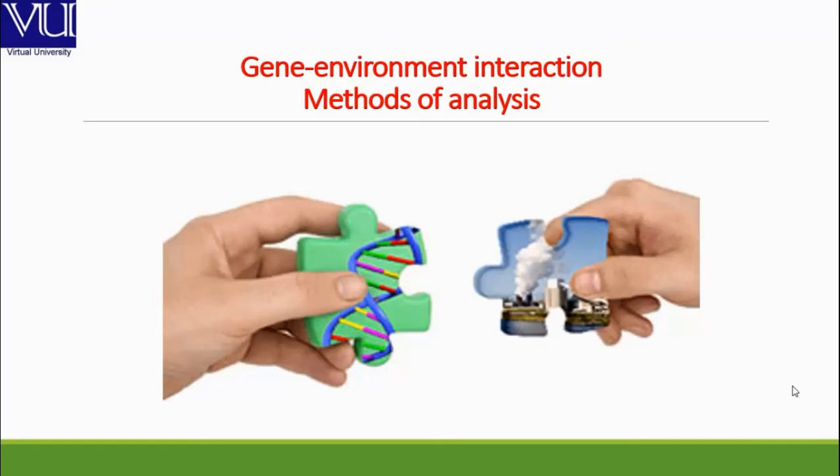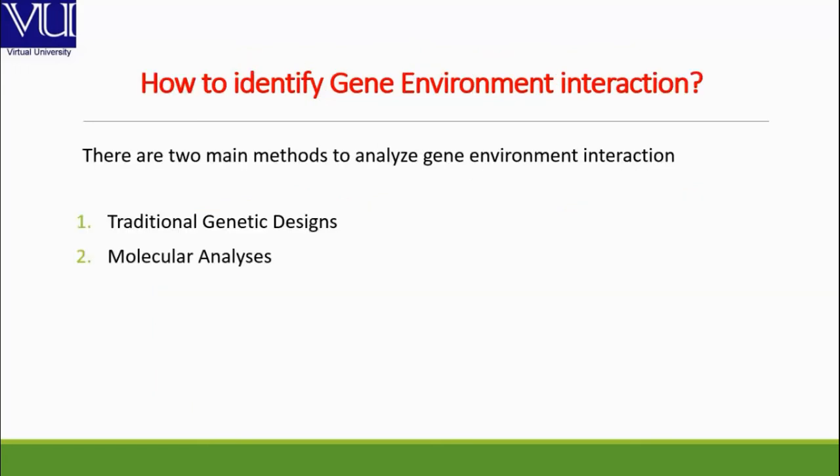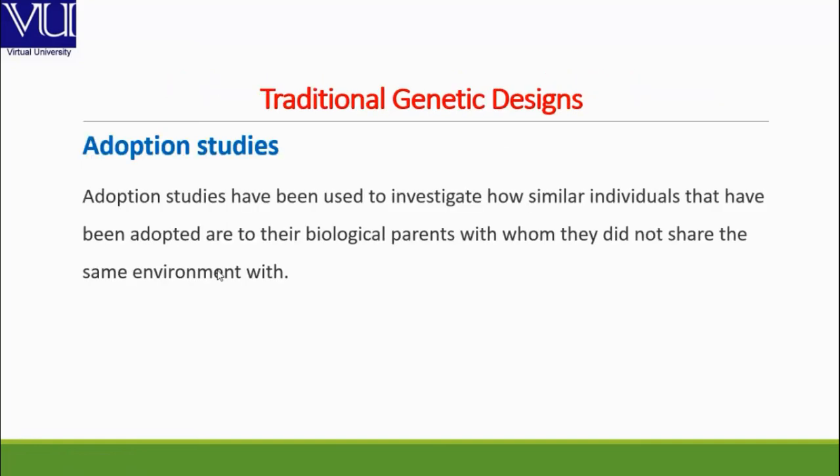Now, in this module, we will discuss different methods to analyze gene-environment interaction. There are two main methods to analyze gene-environment interaction. The first method is traditional genetic designs, and the second is molecular analysis. So let's start with traditional genetic design.